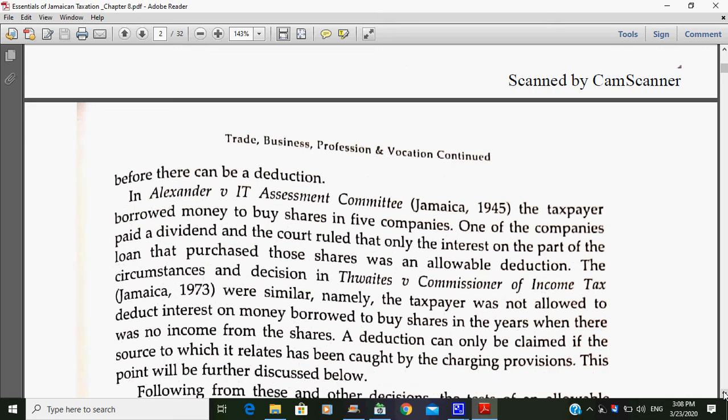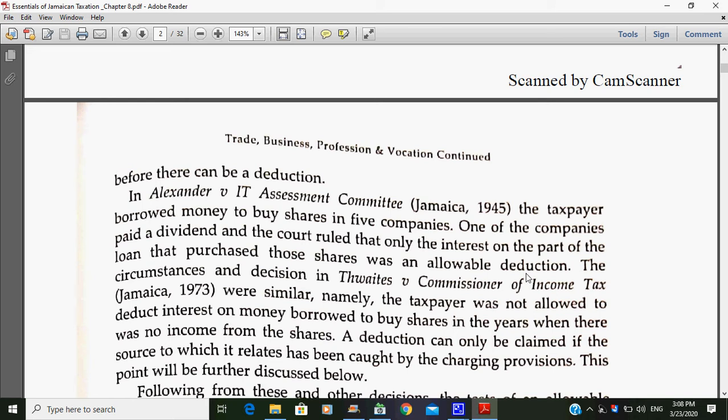In the case of Alexander versus IT Assessment Committee, the taxpayer borrowed money to buy shares in 5 companies. One of the companies paid a dividend, and the court ruled that only interest on the part of the loan that purchased those shares was an allowable deduction.